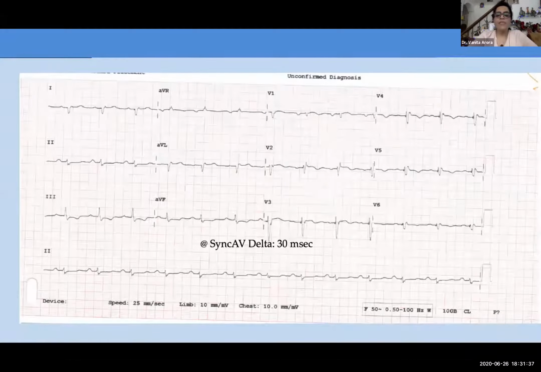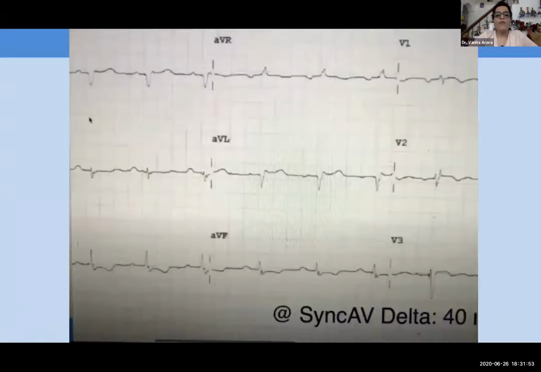So we went ahead with sync AV delta at 30 milliseconds. And if you see, there is a slight hump appearing here in V1, a very slight hump is coming. But look at the notch in lead 2. It is becoming more delayed. It is getting to the end of the QRS. And at 40 milliseconds, as I've highlighted, look at the notch. The notch has actually gone to the terminal end of the QRS. And in lead V1, there is a positive.